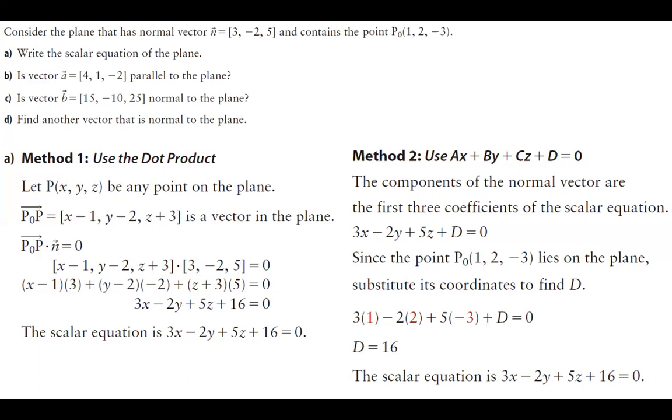So in order to solve for d, we need at least another point on the plane. So note here, P naught, whose coordinates are (1, 2, -3), lies on the plane. Therefore, we can substitute its coordinates to find the coefficient d. So 3 times 1 minus 2 times 2 plus 5 times -3 plus d equals 0. That gives us d equals 16, right? Again, the solution is the same as the previous method. The scalar equation of that plane can be expressed as 3x minus 2y plus 5z plus 16 equals 0, right?